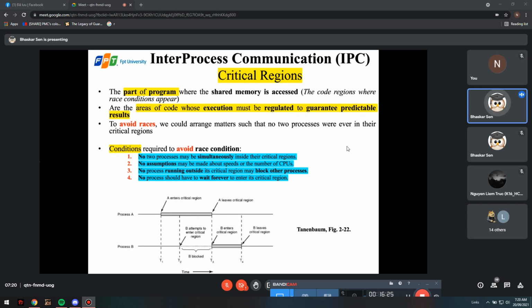Now, there's an interesting point. When we talk about shared resource, please remember that the resource is shared, but that doesn't mean that multiple programs or multiple processes can use the resource at the same time. That means they can take turns on that particular resource.